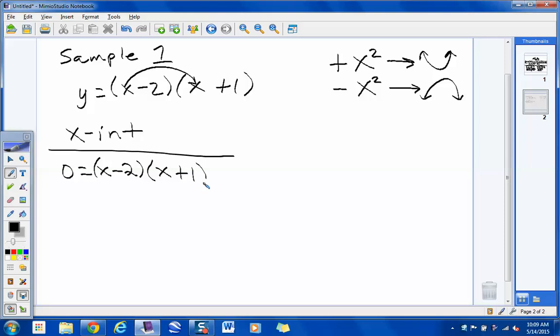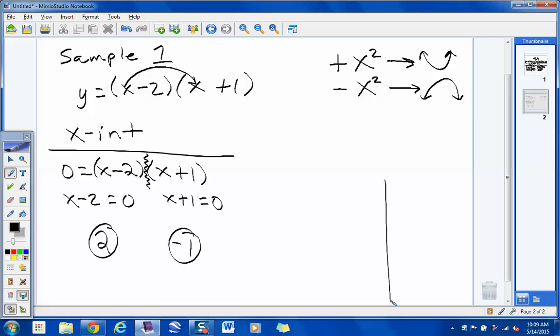Basically, how many parts do I have equal to 0? So what do I have to do with the 2 parts? Split them and set them both equal to what value? What's my solution in this first one? 2. What's my solution in the second one? Negative 1. So if I'm making a sketch of a graph, put it right here.